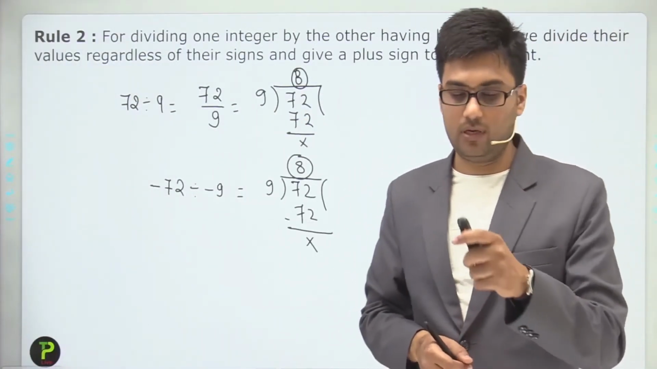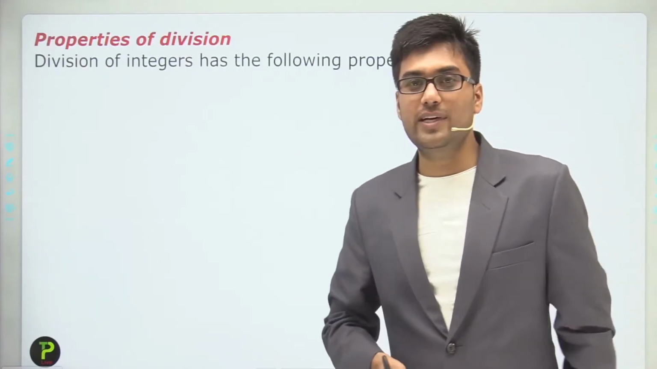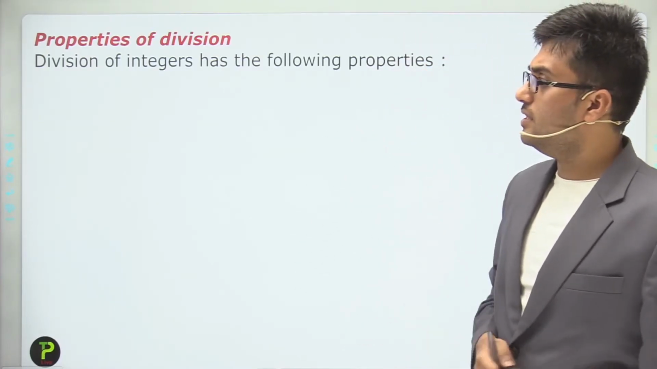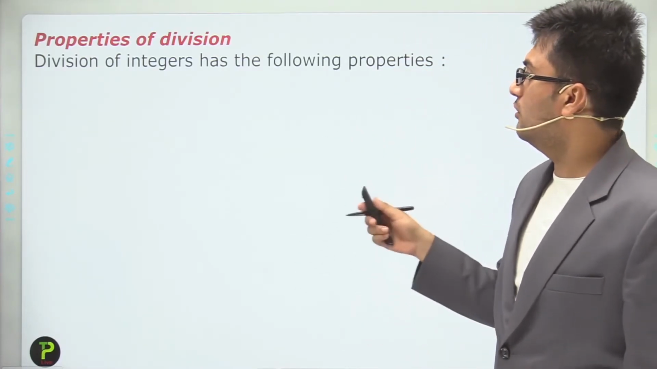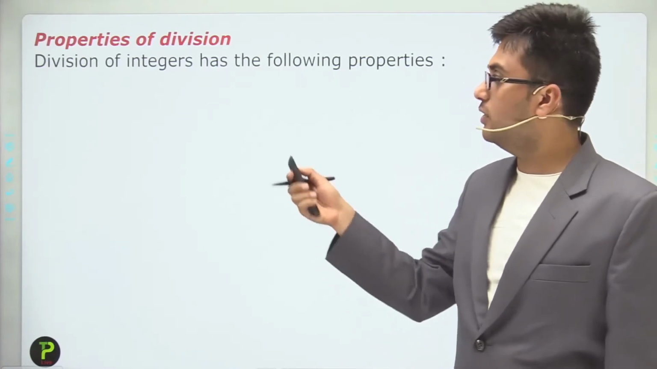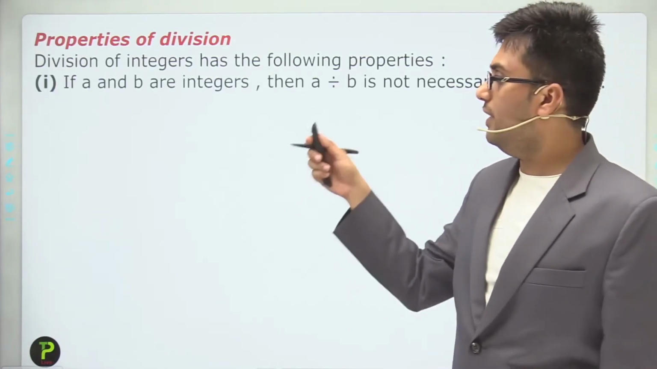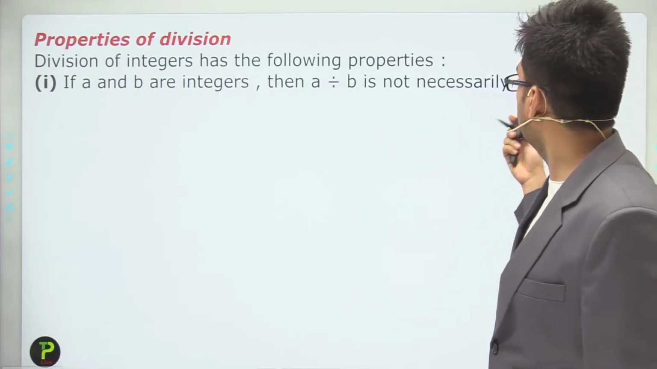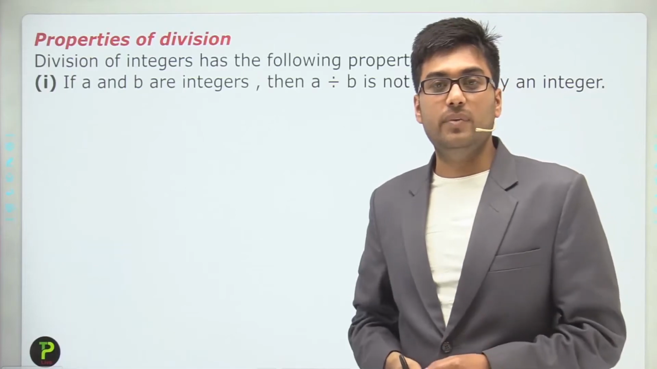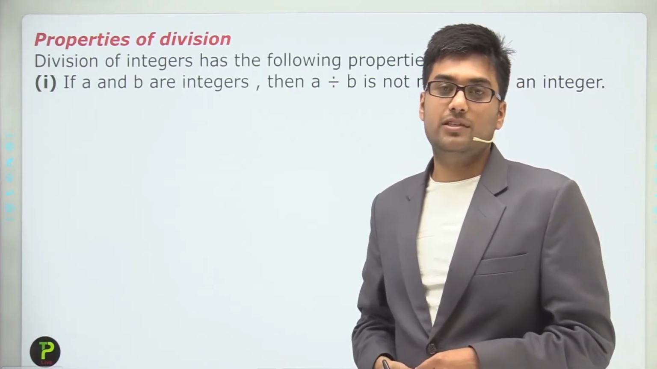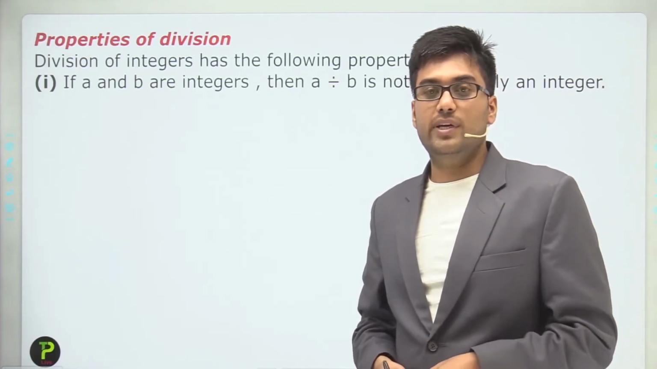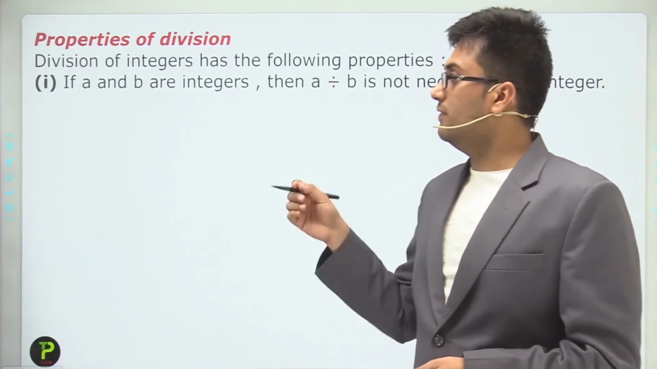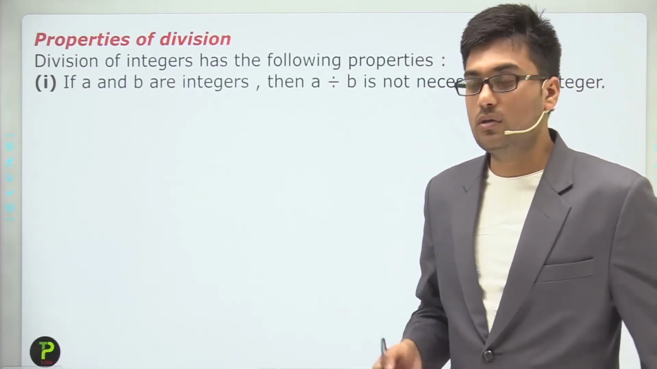Clear? Now students, let's discuss a few properties of division. Division of integers has the following properties. If a and b are integers, then a divided by b is not necessarily an integer. So we can say that division of integers is not closed; it does not satisfy closure.